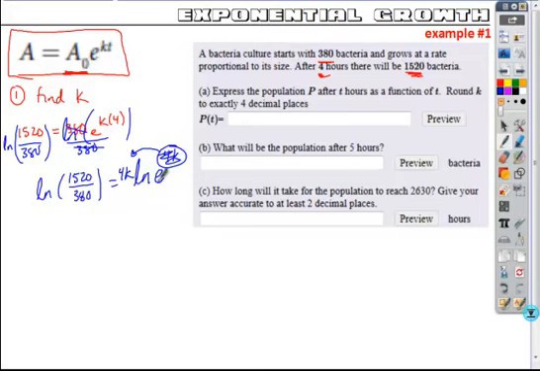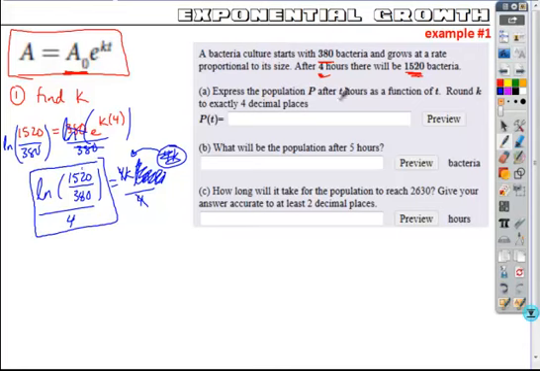And then ln of e has an overall value of 1, so I can discard that from the expression. And then to solve for k completely, I'm going to divide both sides by 4. And this gives me my k value. So this is my exact k value here.